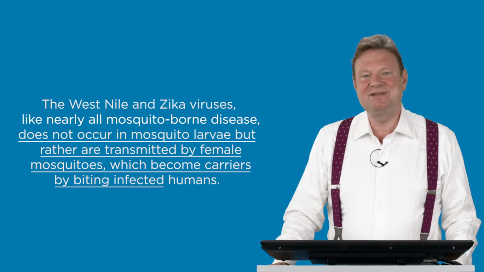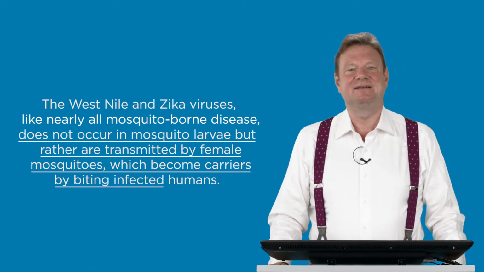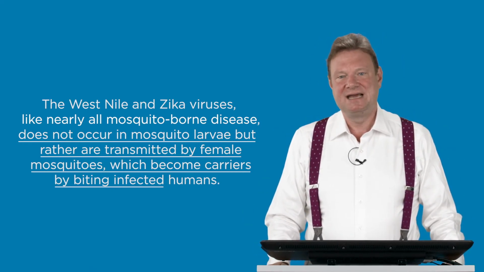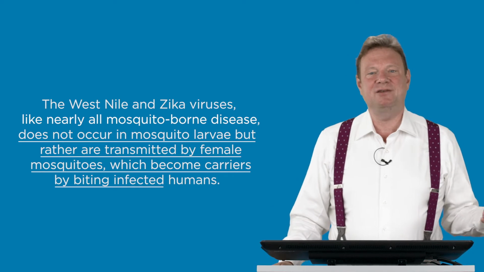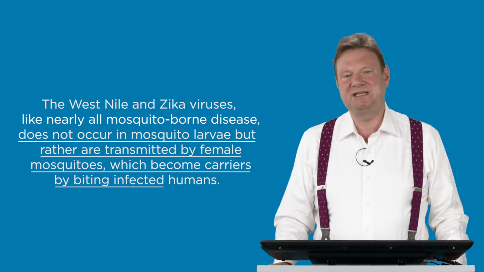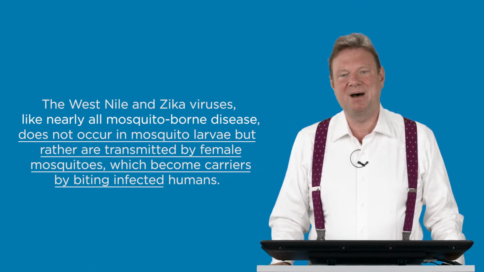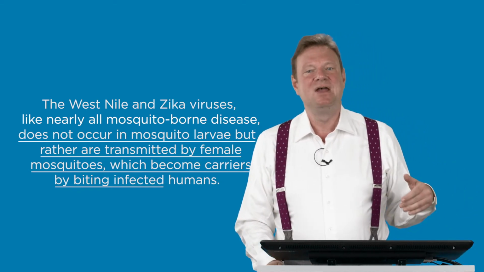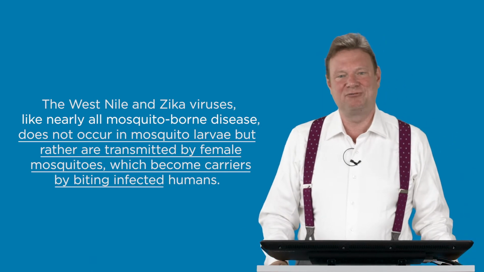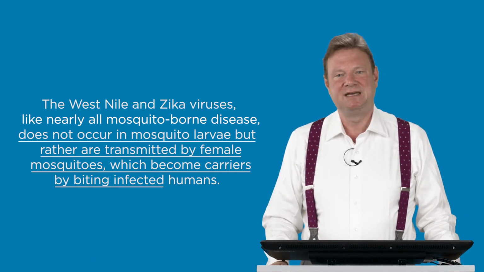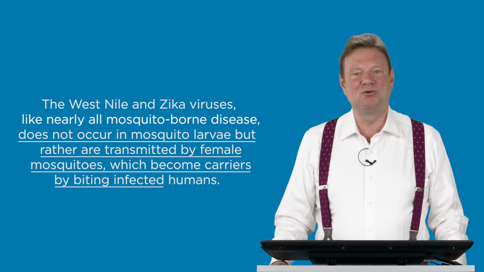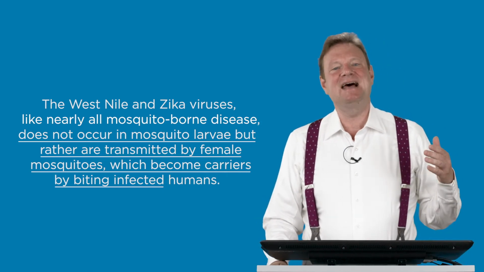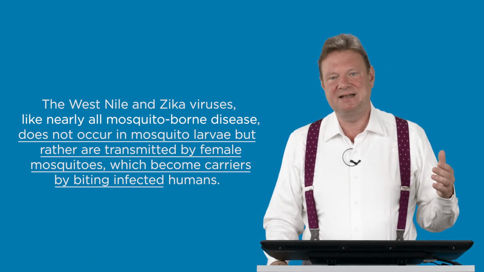The sentence given says, "The West Nile and Zika viruses, like nearly all mosquito-borne disease, does not occur in mosquito larvae, but rather are transmitted by female mosquitoes which become carriers by biting infected humans." In the pre-processing step, we simplify the sentence by removing extra information. Getting down to the bare bones of the sentence helps highlight relatively simple grammatical errors.